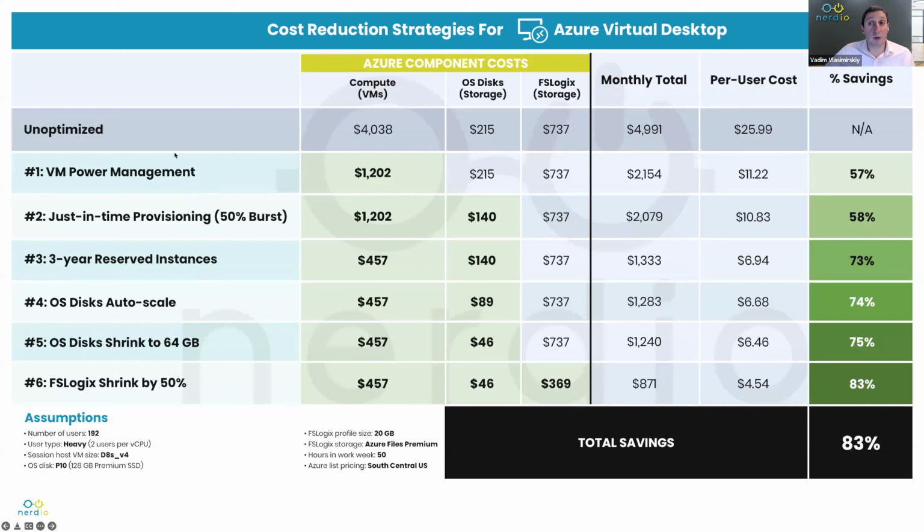So the first one, and the most obvious, is what we call VM power management, just making sure the right VM is on at the right time and it's powered off when it's no longer needed. So that's optimization number 1. Optimization number 2, we call just-in-time provisioning. Just-in-time provisioning allows you to create the VMs shortly before they're needed, and destroy them when they are no longer needed. Now, why would you want to do this?